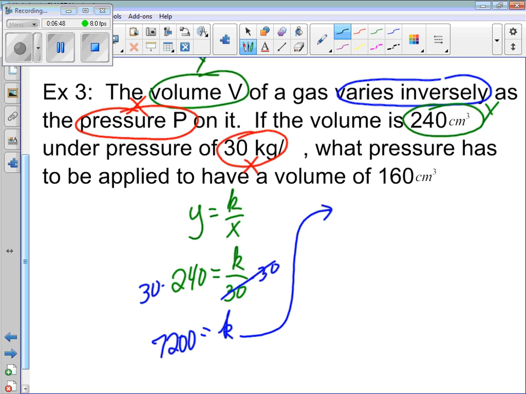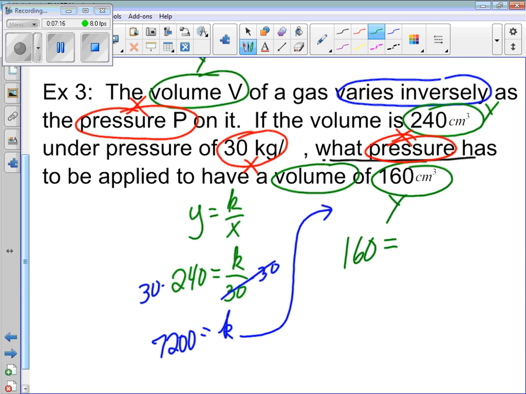What pressure has to be applied to have a volume of 160? Well, volume. See that volume? That's your Y. And what pressure? Pressure is P, that's the X, which we don't have. So we have to find, in our equation, 160 is our Y, K is 7,200, sorry, long day. And we don't know what X is. So how to solve for this?